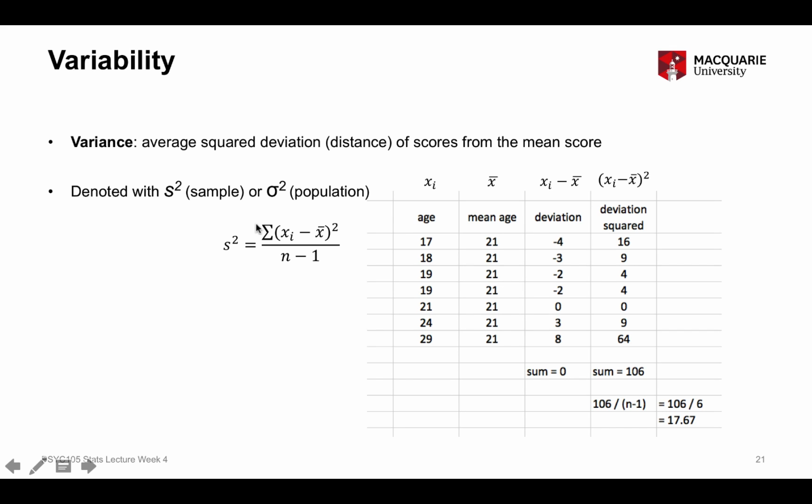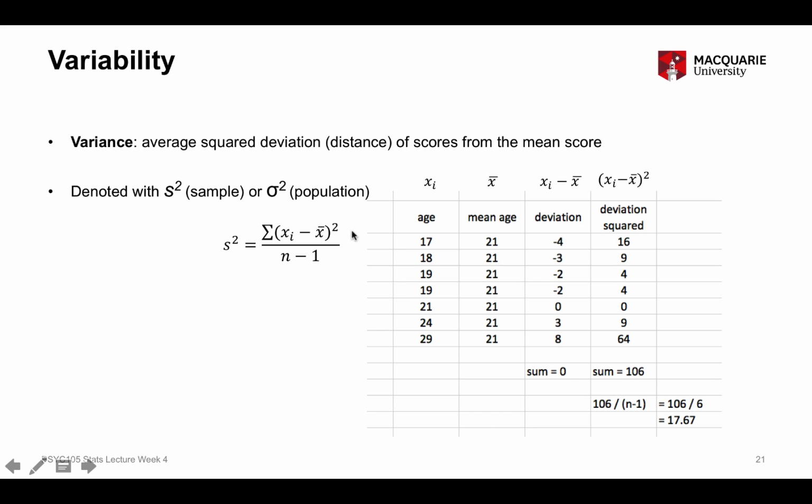And then what we do, again going back to the formula on the left here, is to sum all these scores up. So add up all of the deviation squared scores. That's what this big capital sigma on the left-hand side means. It's just saying that you're summing up all of the individual deviation scores. So if we sum up each of these deviation squared scores, then we get to a value of 106 in this particular sample.